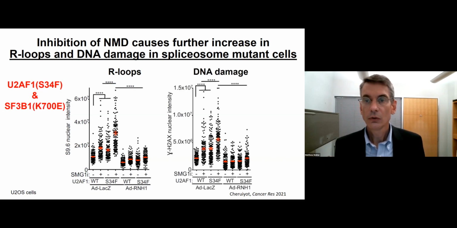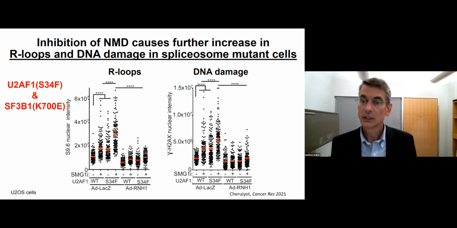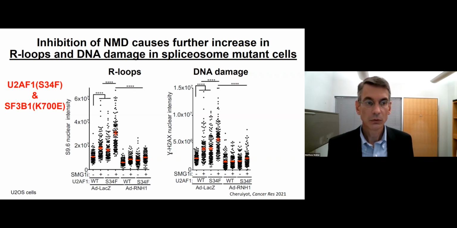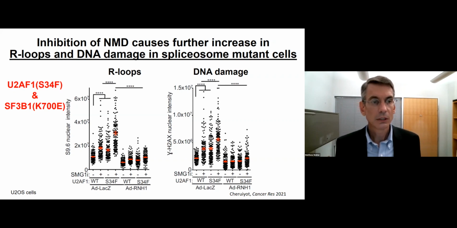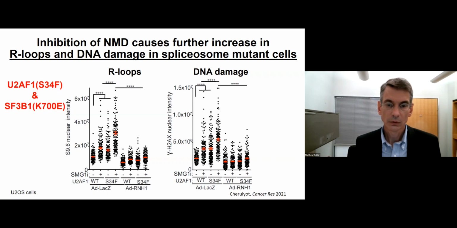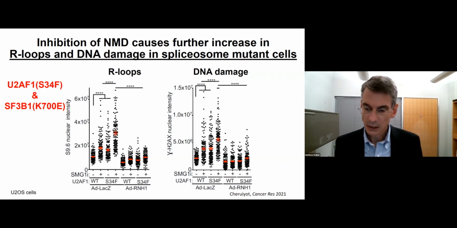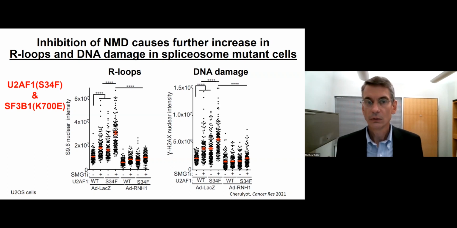This induction in R loops also came with a concomitant increase in gamma H2AX, or DNA damage, in these cells that also can be abrogated with RNase H1 treatment. And the same observation was seen in SF3B1 K700E mutant cells. So this is not restricted to just U2AF1 cells. Now, this induction of R loops and DNA damage also reduced the viability of cells.